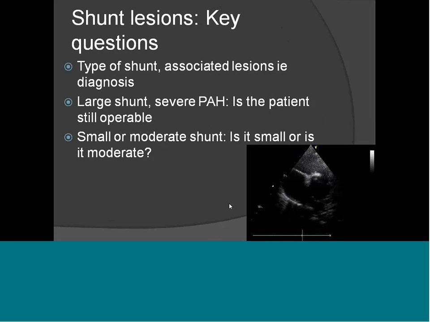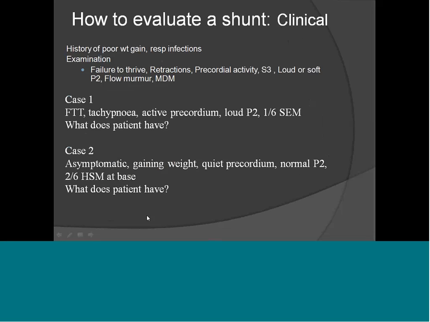Your key questions are: what is the type of shunt? What are the associated lesions? What's your diagnosis? If you have severe pulmonary hypertension, is this patient still operable? If you have a restrictive shunt, is this shunt small or is this shunt moderate?